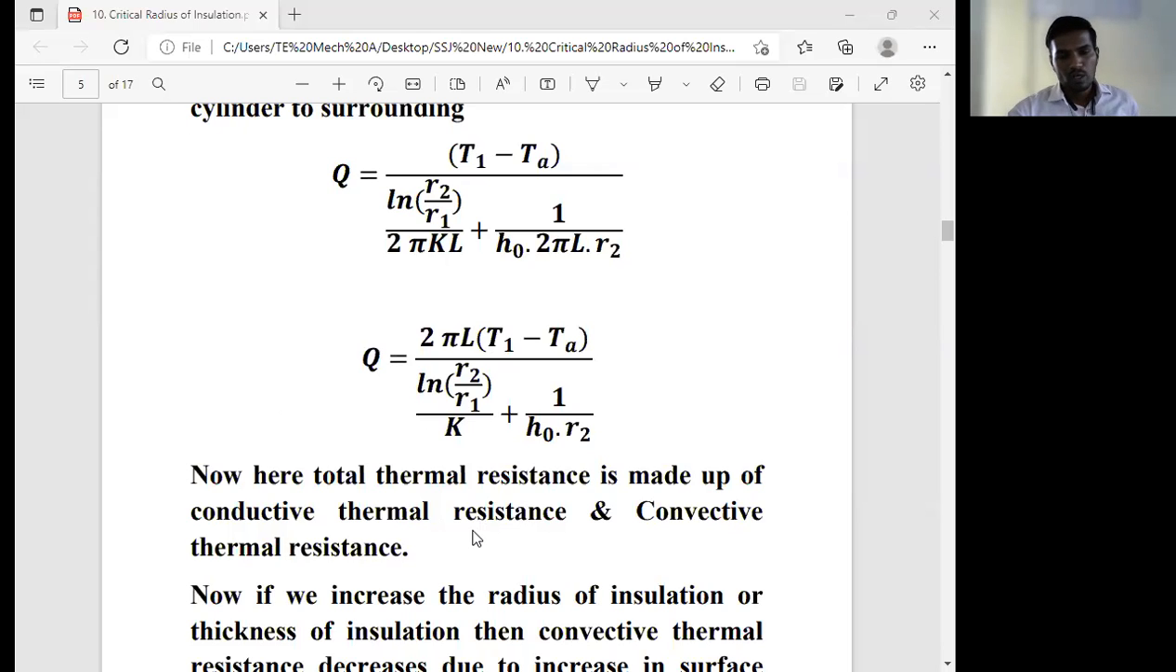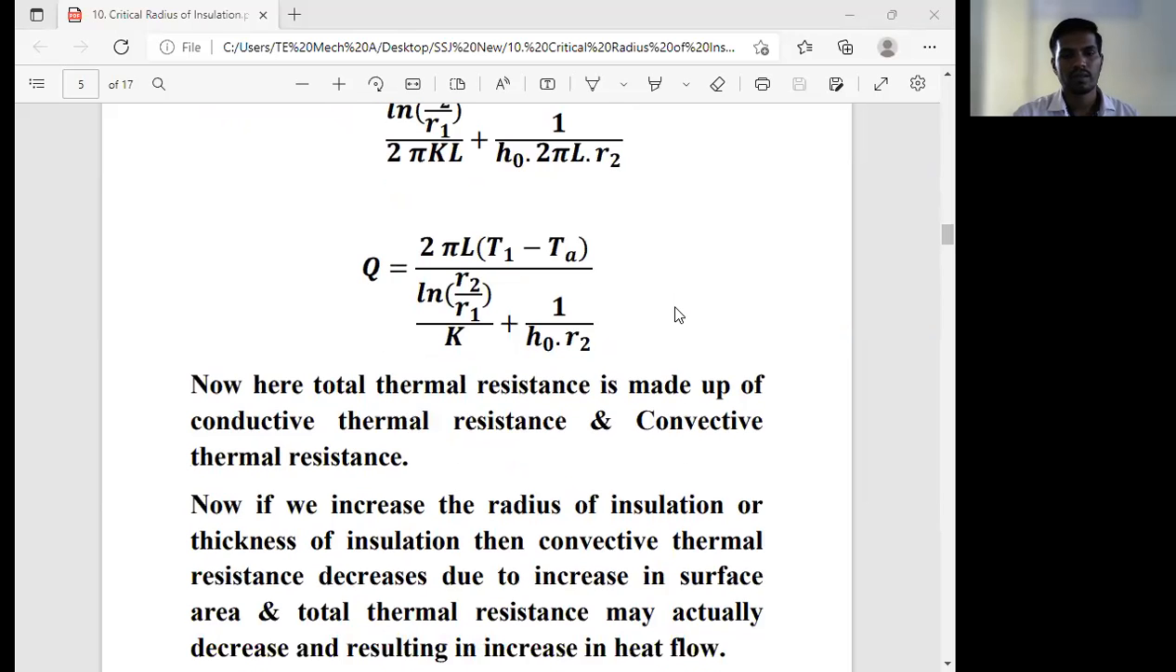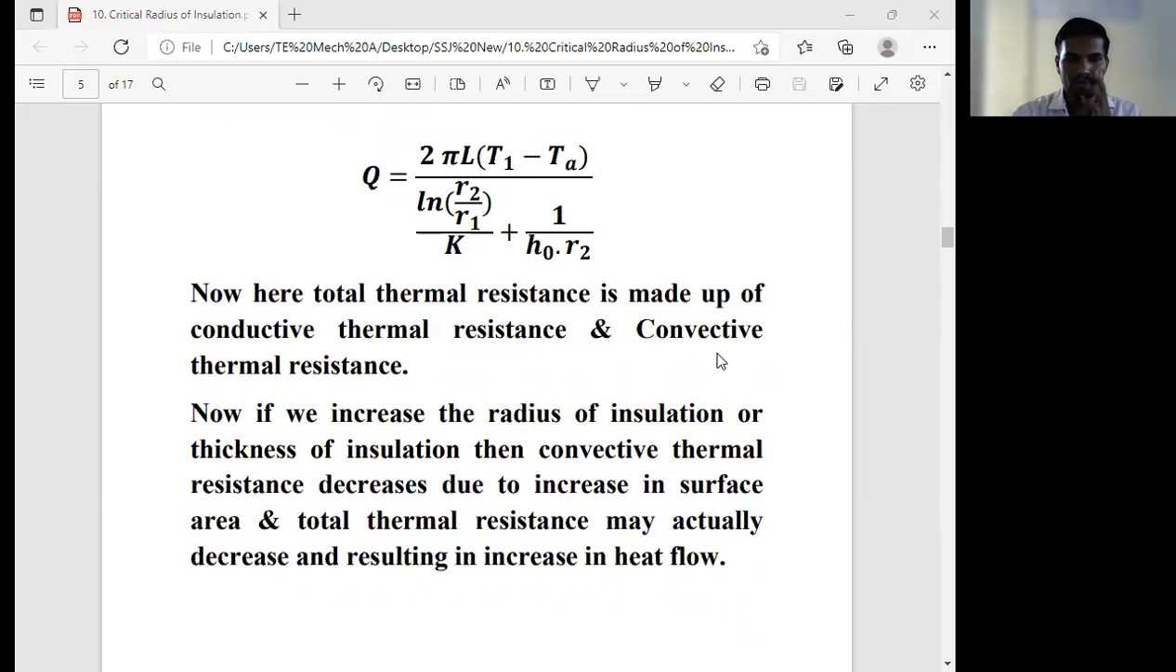Now here total thermal resistance is made up of conductive thermal resistance and convective thermal resistance. The first factor is the conductive thermal resistance and the second is the convective thermal resistance. Here total thermal resistance is made up of conductive thermal resistance and convective thermal resistance. Full stop. Next line.